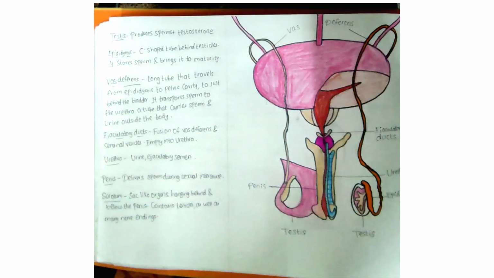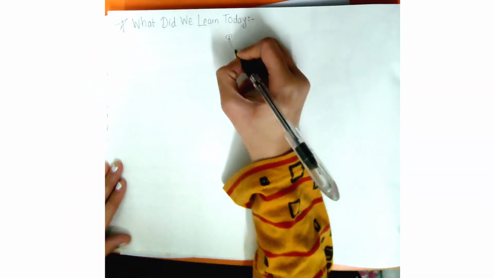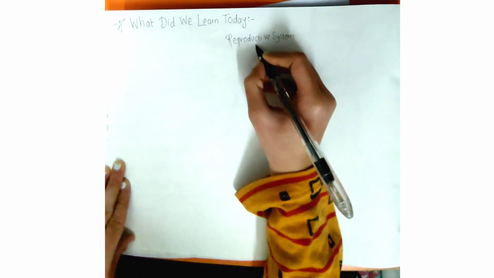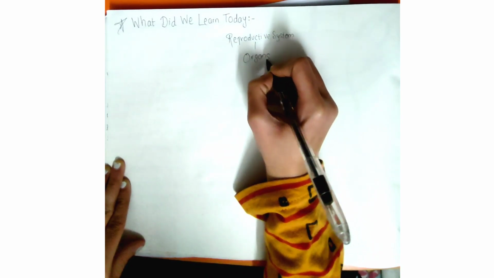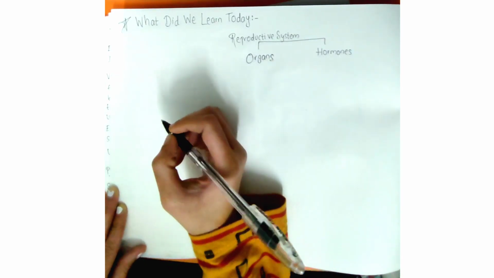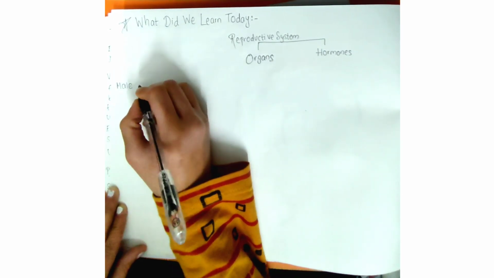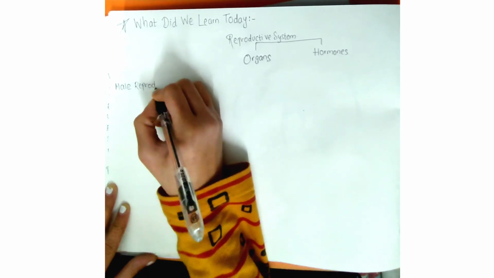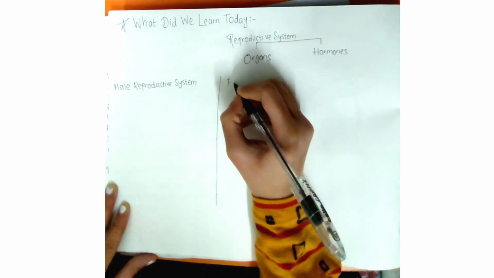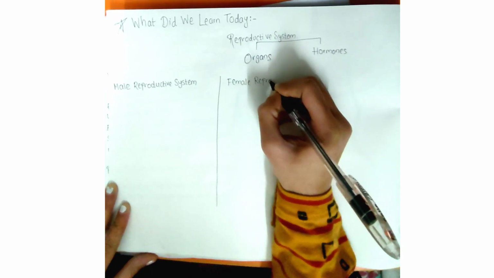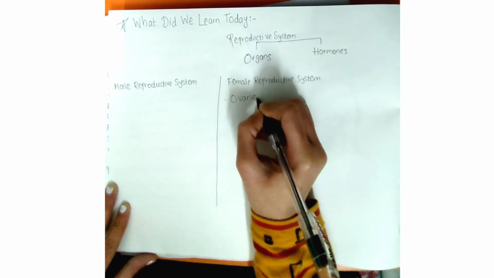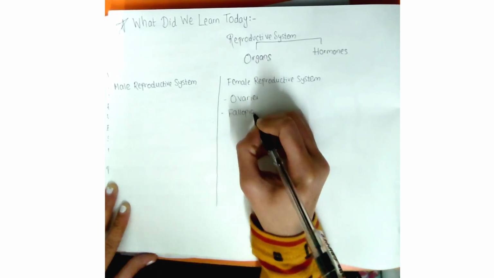So that's all. It's really easy. What did we learn today? We learned about the parts of the male and female reproductive system, the organs. Now, what drives a car? The fuel, right? Similarly, what drives these organs is the hormones, which we will learn in another lecture. In this lecture, we learned about the male and female reproductive system parts. The only difference is that the male reproductive parts are outside the body and the female reproductive parts are inside the body.